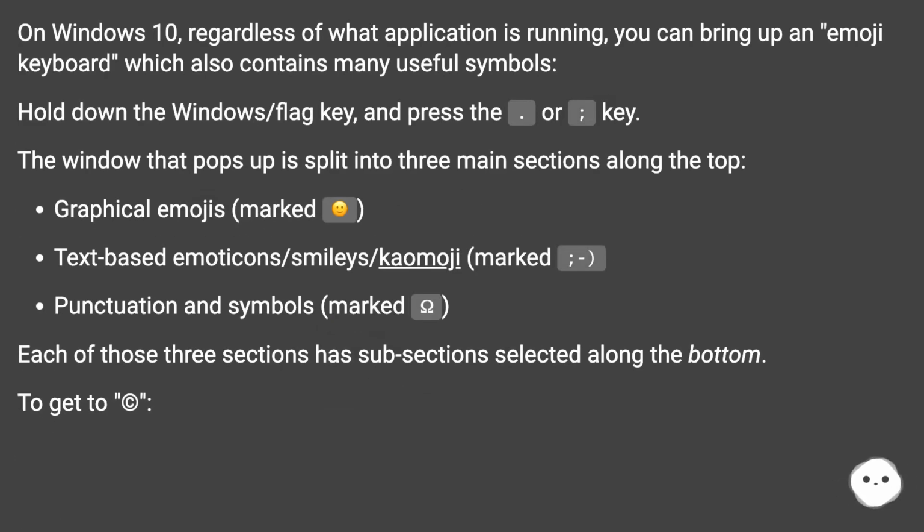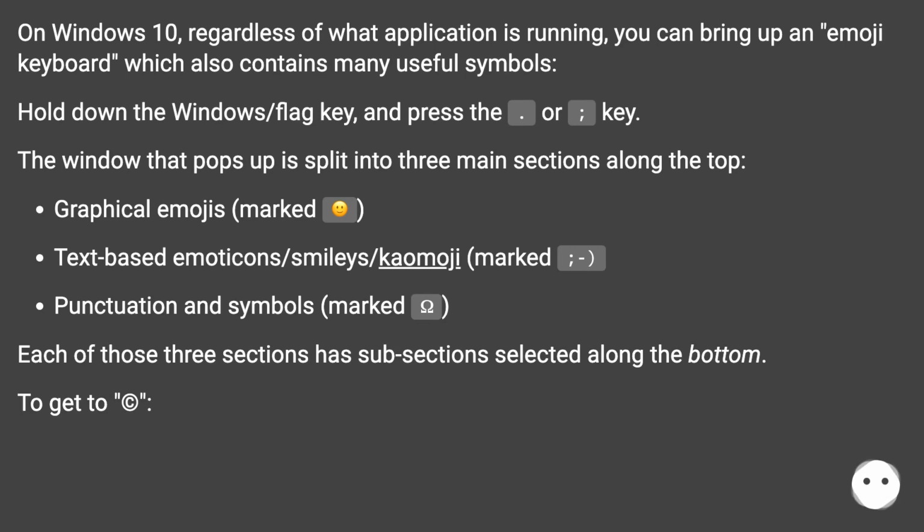On Windows 10, regardless of what application is running, you can bring up an emoji keyboard, which also contains many useful symbols. Hold down the Windows key and press the period or semicolon key. The window that pops up is split into 3 main sections along the top. Graphical emojis, marked with a slightly smiling face. Text-based emoticons or smileys, marked with a winky face. Punctuation and symbols, marked with an omega.